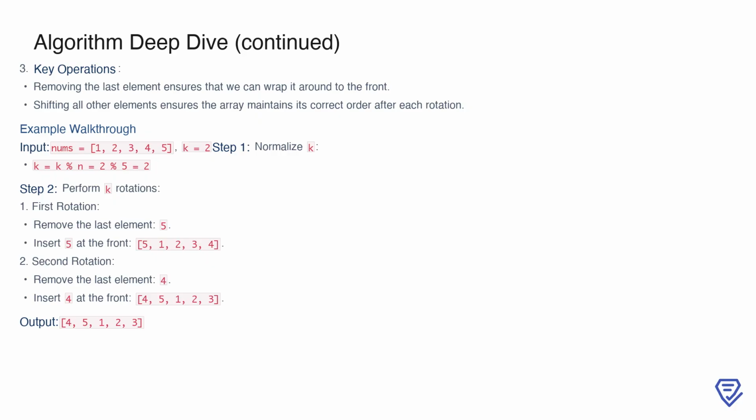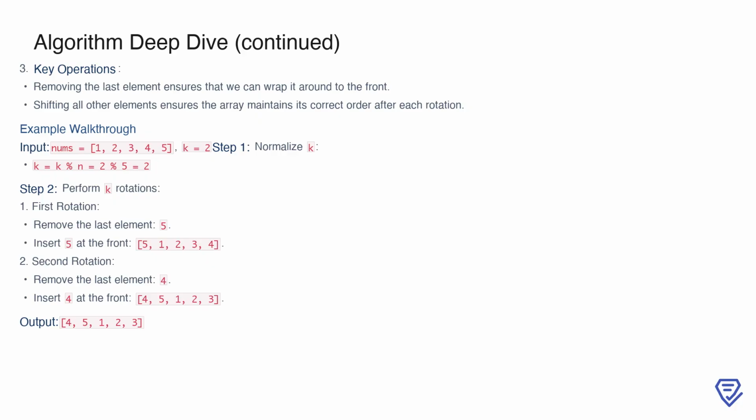For the first rotation, we remove the last element, 5, and insert it at the front. The array becomes 5, 1, 2, 3, 4. For the second rotation, we remove the last element, 4, and insert it at the front. The array becomes 4, 5, 1, 2, 3. After 2 rotations, the resulting array is 4, 5, 1, 2, 3, which matches the expected output.